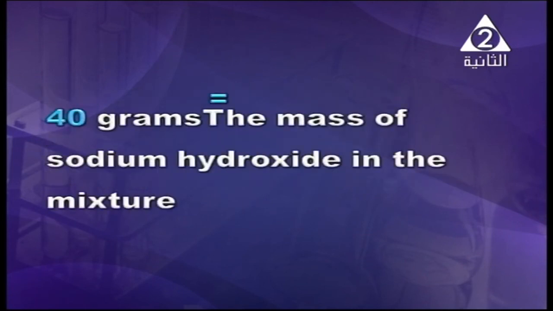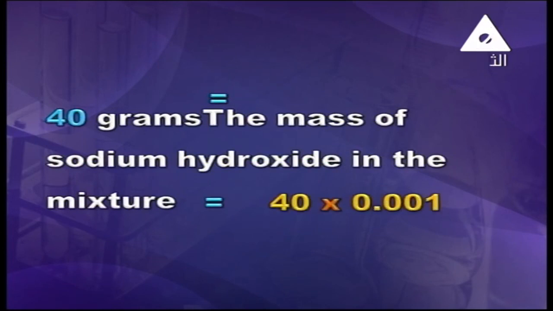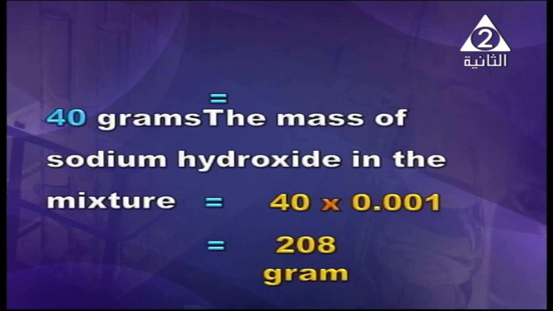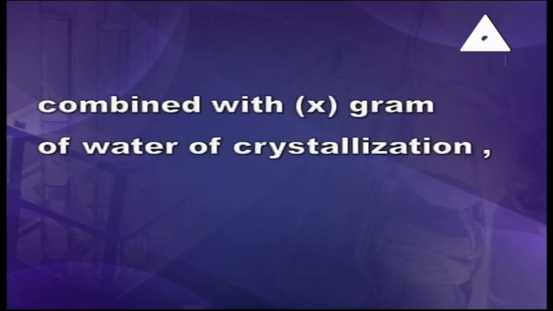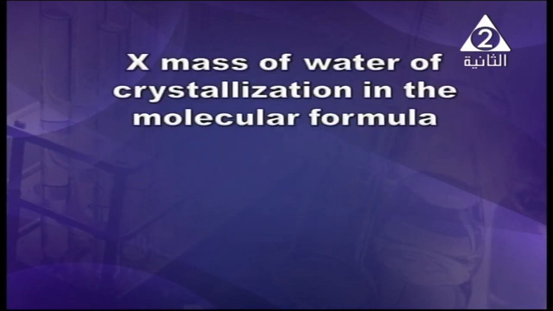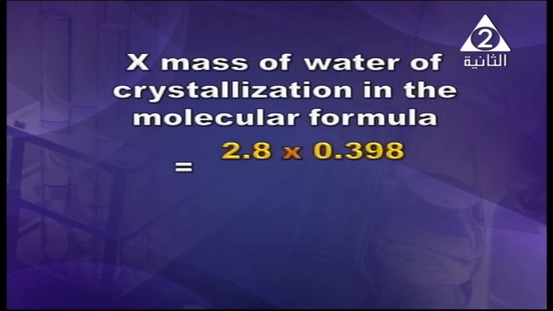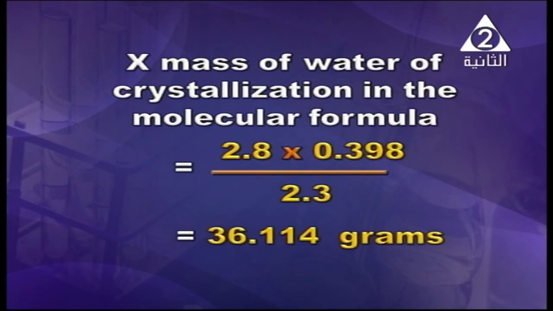Now, my dear, I can say 208 grams of barium chloride in this mixture are combined with X grams of the water of crystallization. X, the mass of the water of crystallization in this molecular formula, equals 208 times 0.398, all over 2.2923. It equals 36.114 grams.